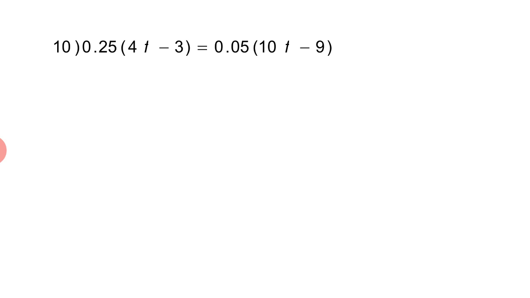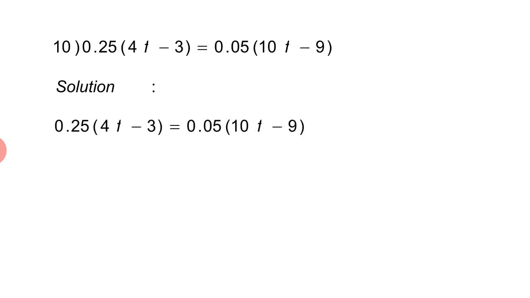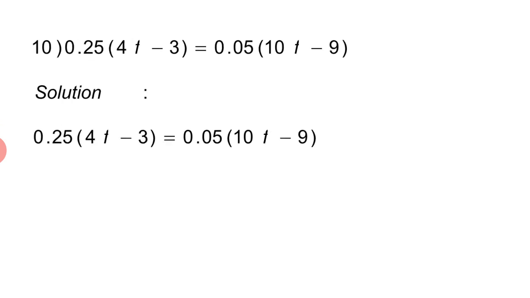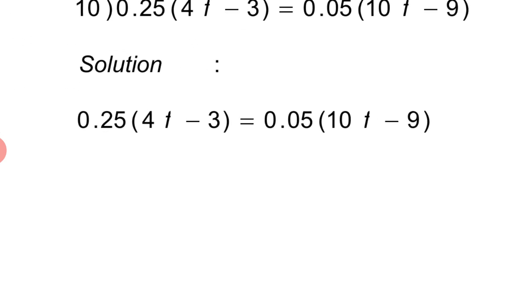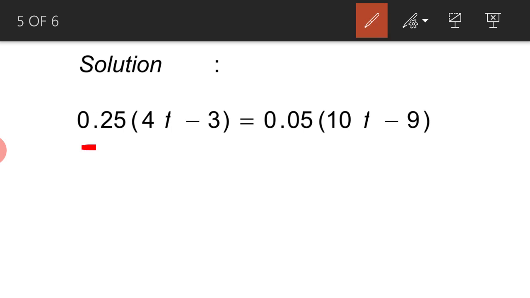But instead of multiplying by 0.25 or 0.05, can we have some other alternative? So let us go for the solution and see what can be done in that particular part. So we rewrite the equation: 0.25 into (4f minus 3) is equal to 0.05 into (10f minus 9). Now look at two numbers. Which two numbers? 0.25, 0.05.